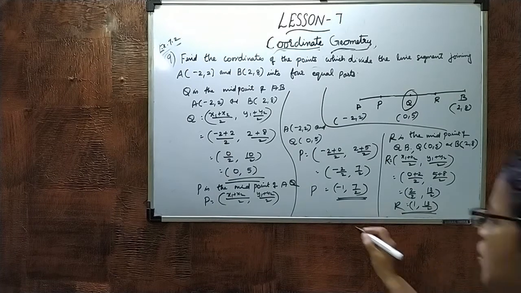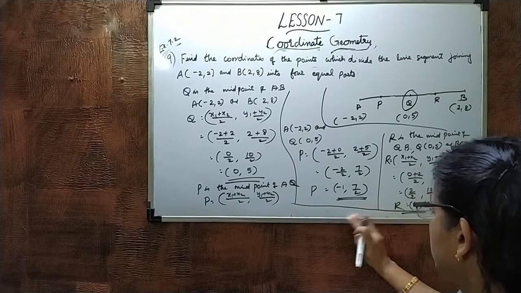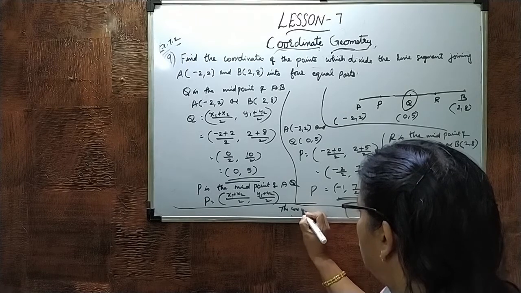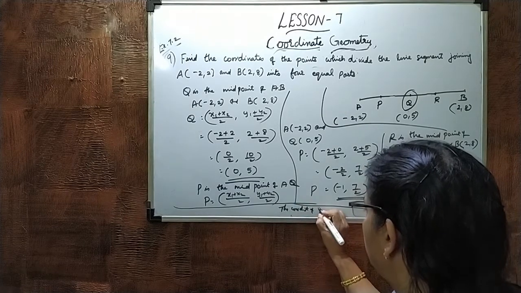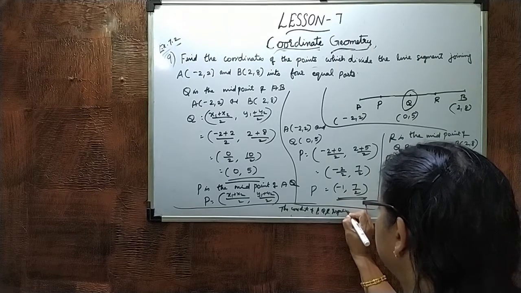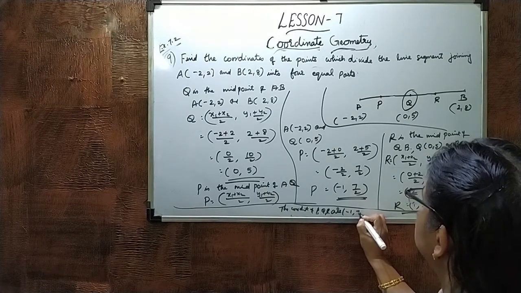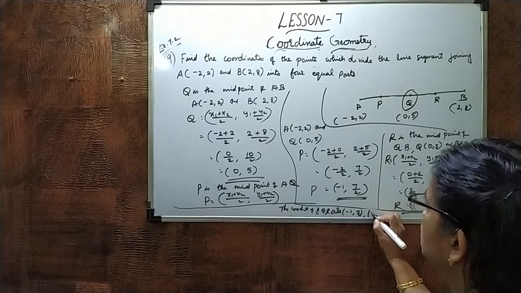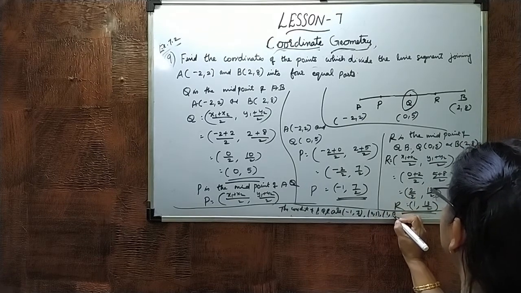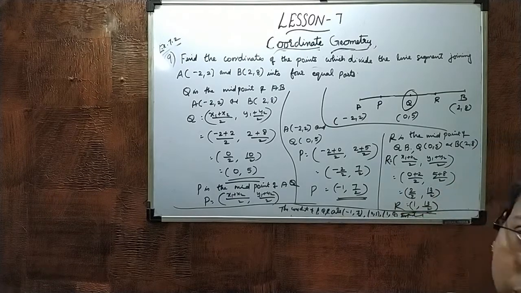So at the last we can write the coordinates of P, Q and R respectively. First one P is negative 1, 7 by 2, comma Q is 0, 5 and then comma R is 1, 13 by 2 respectively. Okay, like that you have to write.